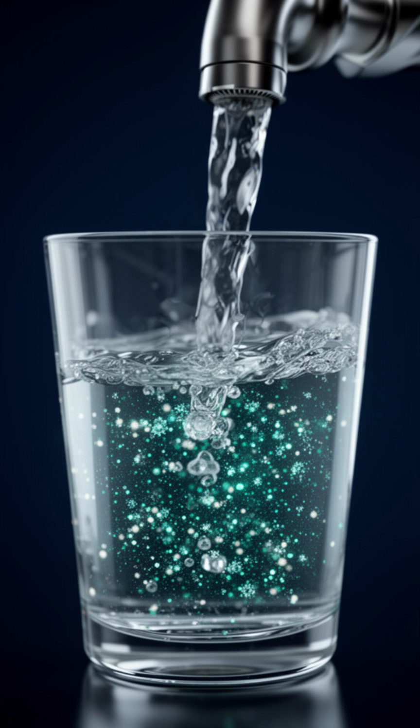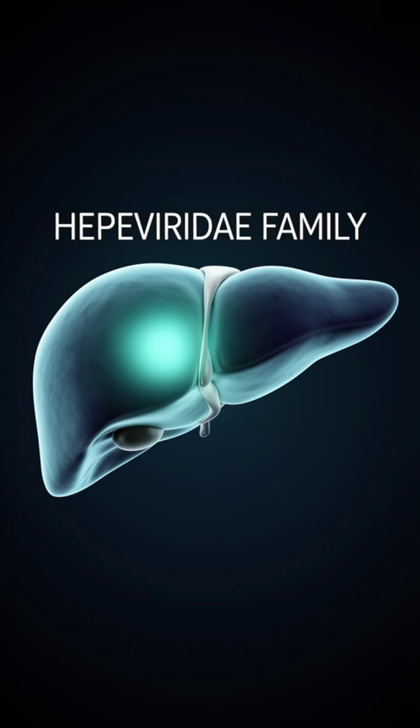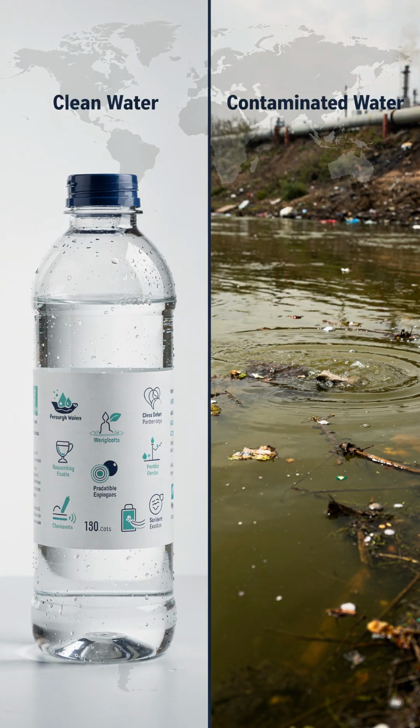What if a simple glass of contaminated water could transmit a virus capable of causing large outbreaks of hepatitis? This is the story of the Hepaviridae family. The family Hepaviridae contains viruses that primarily target the liver and are responsible for hepatitis E, one of the most common causes of acute viral hepatitis worldwide. Although hepatitis E receives less public attention than hepatitis B or hepatitis C, it remains a major global health concern, particularly in regions with limited access to clean water and sanitation.